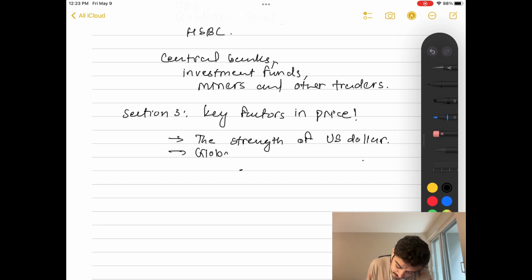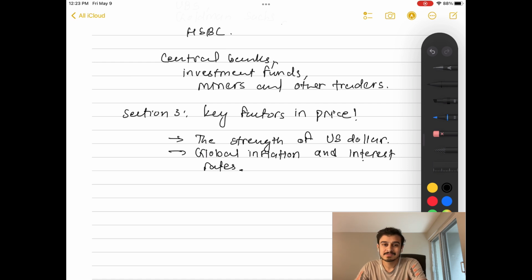Then global inflation and interest rates. Nowadays, as we all know, the prices of groceries and other things have already spiked up. So it's a clear-cut scenario of inflation. So yes, global inflation and interest rates of banks also affect fluctuations in gold prices.